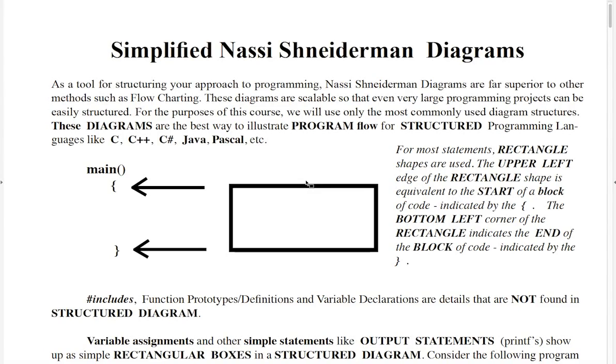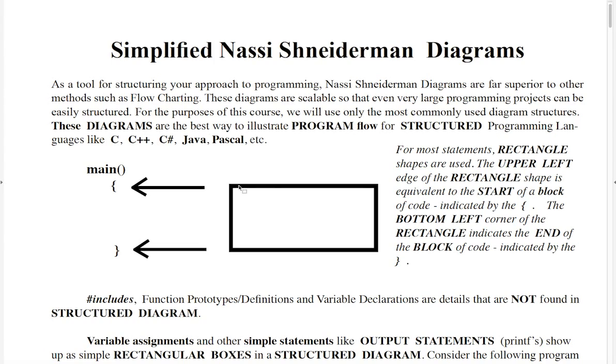One of the things that we need is a good analysis tool to make sure our programs are going to work, make sure our programs are efficient, and make sure that we can add enhancements to our code very easily. To do this, we're going to be using simplified Nassi-Shneiderman diagrams, and these can be used for C, C++, C#, F#, Java, any kind of structured programming environment. It's very handy to use.